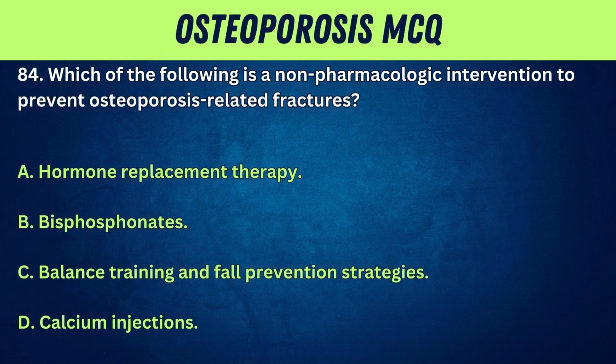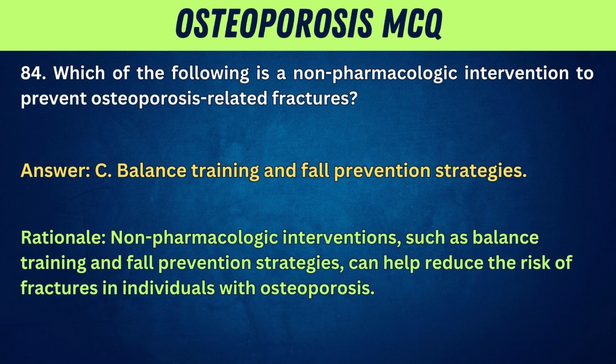84. Which of the following is a non-pharmacologic intervention to prevent osteoporosis-related fractures? A. Hormone replacement therapy. B. Bisphosphonates. C. Balance training and fall prevention strategies. D. Calcium injections. Answer: C. Balance training and fall prevention strategies. Rationale: non-pharmacologic interventions, such as balance training and fall prevention strategies, can help reduce the risk of fractures in individuals with osteoporosis.